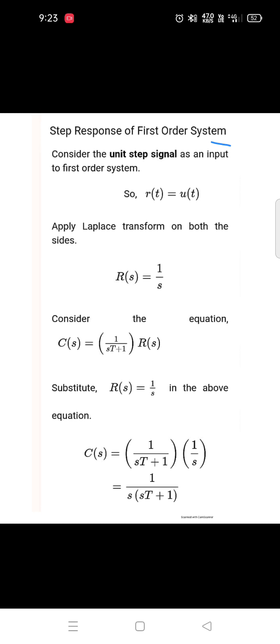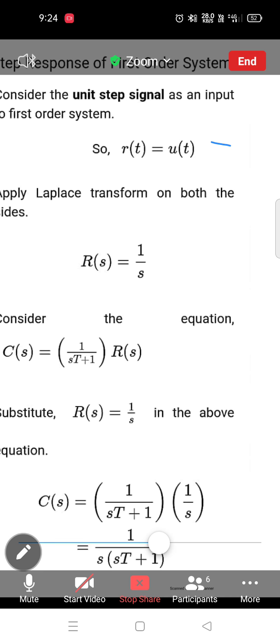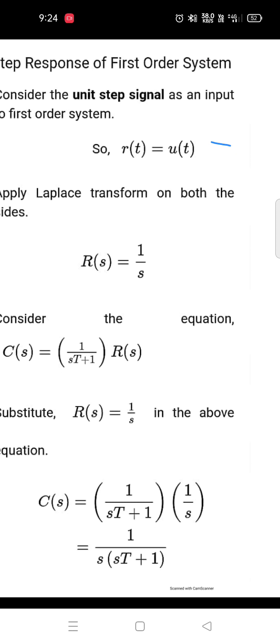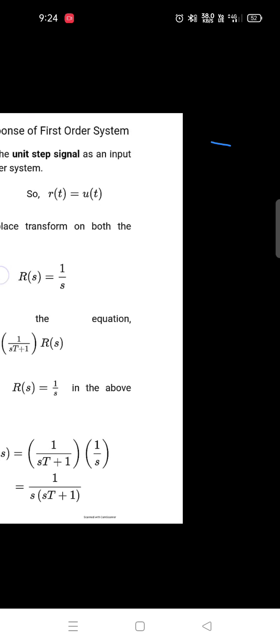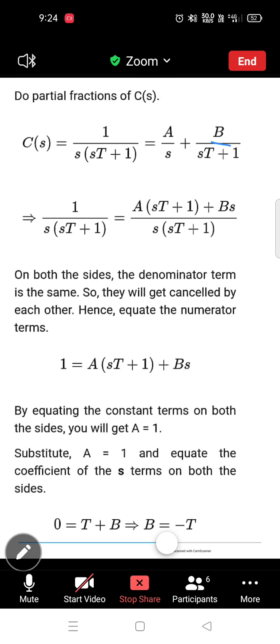Now for step response of first order system, we know step input is u of t, so R of t will be u of t, and the Laplace transform of u of t is 1 upon s. So let us put this 1 upon s into the equation of our C of s. So it will come as 1 upon sT plus 1 into 1 upon s, which is equal to 1 upon s into sT plus 1.